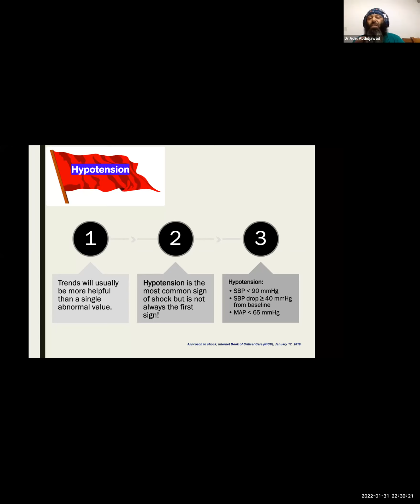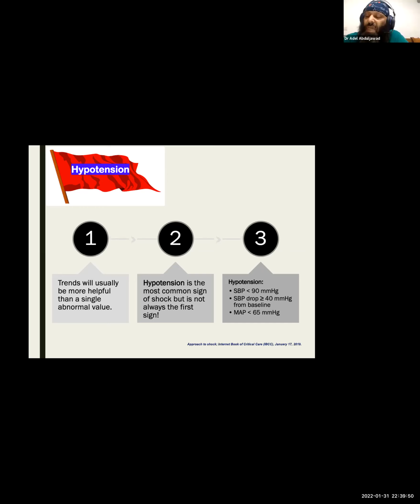So when I ask you, what's the definition of hypotension? You have to tell me it's systolic blood pressure less than 90. Or, this is very important, a systolic blood pressure drop of more than or equal to 40 millimeters of mercury from baseline. This is very important for people with chronic hypertension. So any drop from the baseline, how can you know? From history taking. So a drop equal or more than 40 millimeters of mercury from the baseline is hypotension.